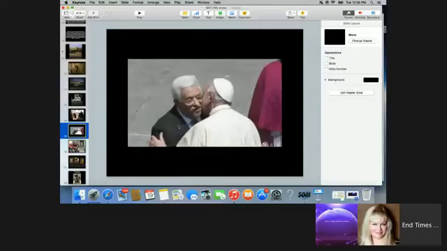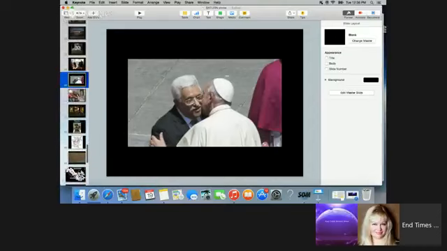Here's Pope Francis kissing the Palestinian leader, telling him that he is an angel of light. He just did that. Oh, goodness.